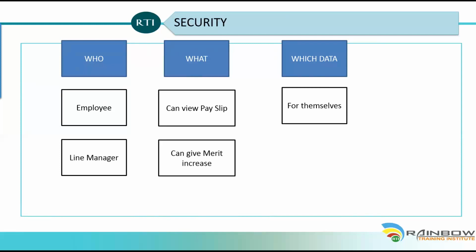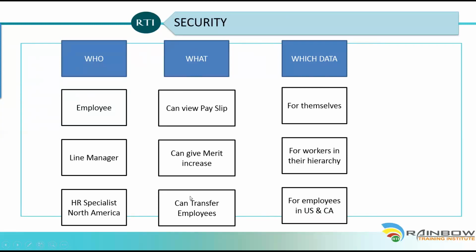Similarly, a line manager can give merit increases for workers in their hierarchy, right? Similarly, an HR specialist in North America can transfer employees of the US and Canada only, because the HR specialist is from North America. So how can we implement this kind of security in Fusion?